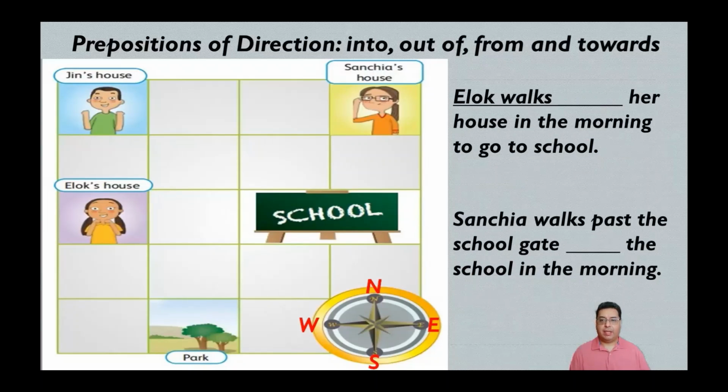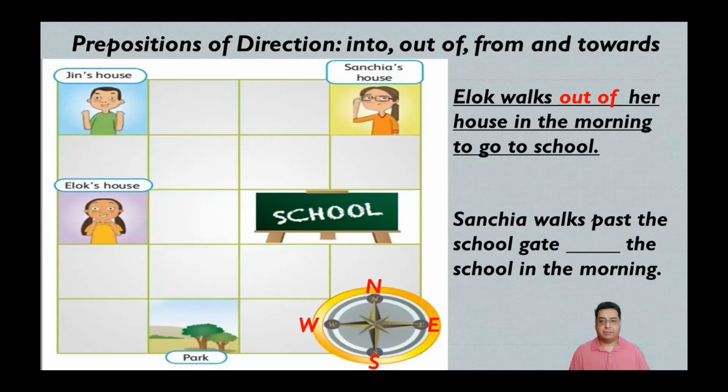Elok walks blank her house in the morning to go to school. So again, what preposition are you going to put there? You're going to put out of. Elok walks out of her house in the morning to go to school.